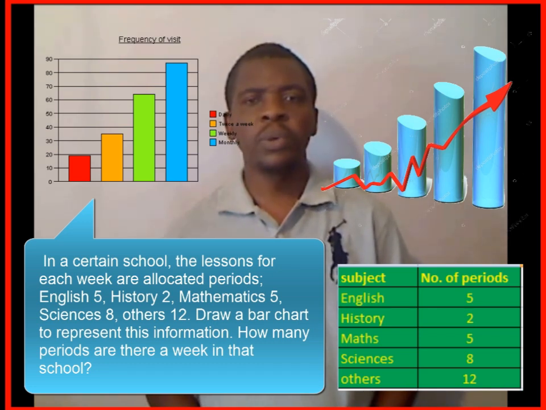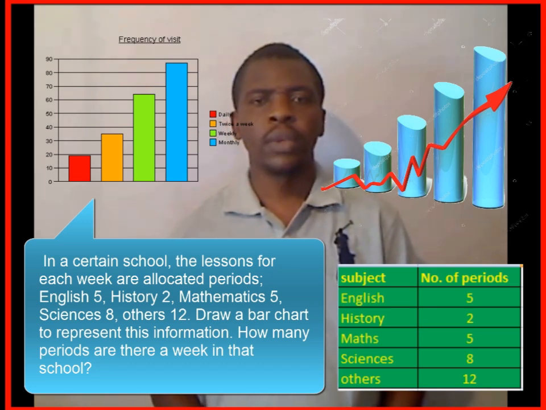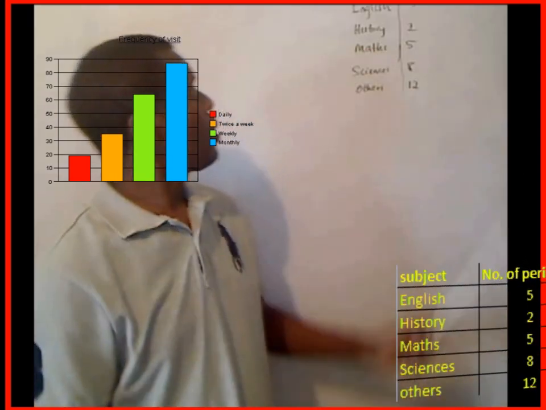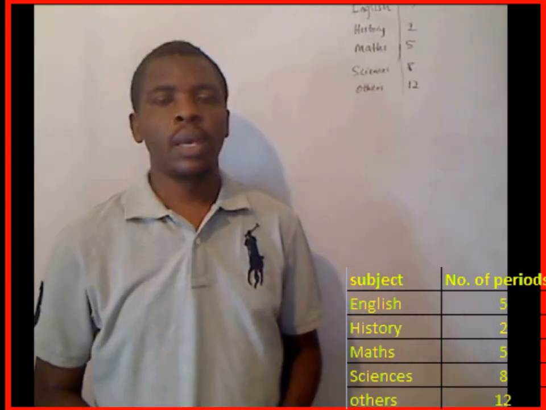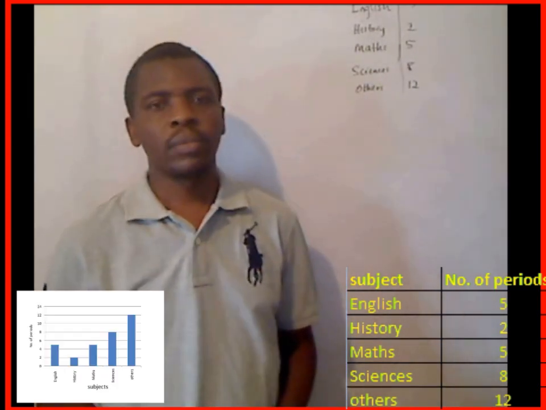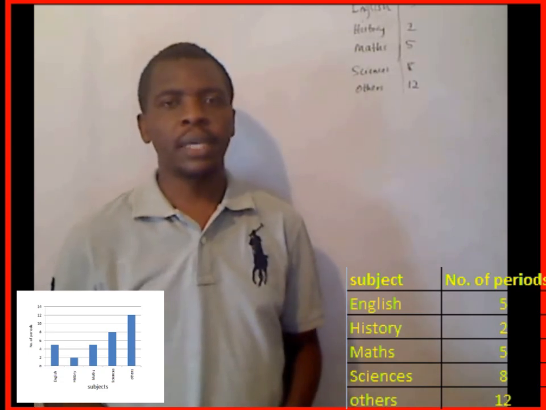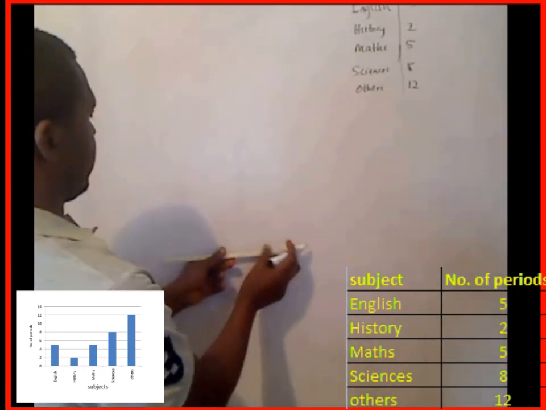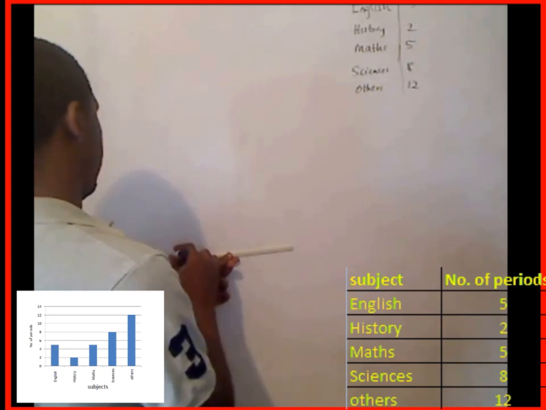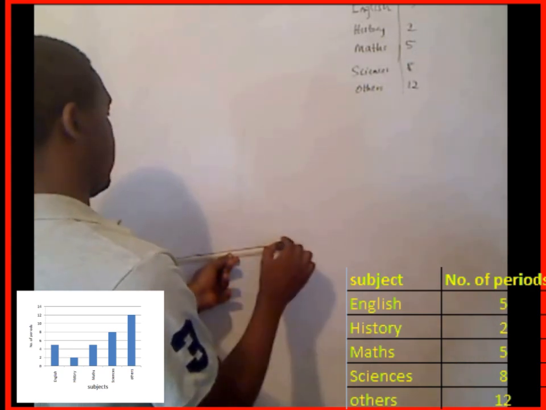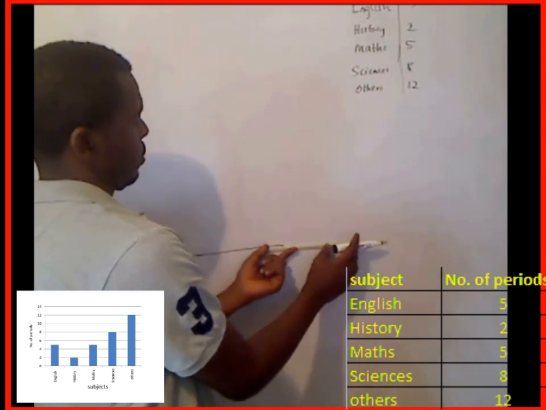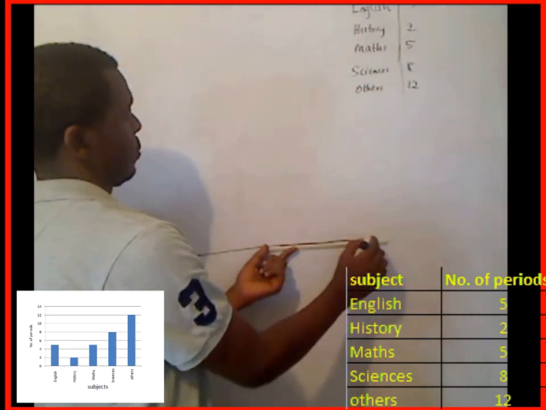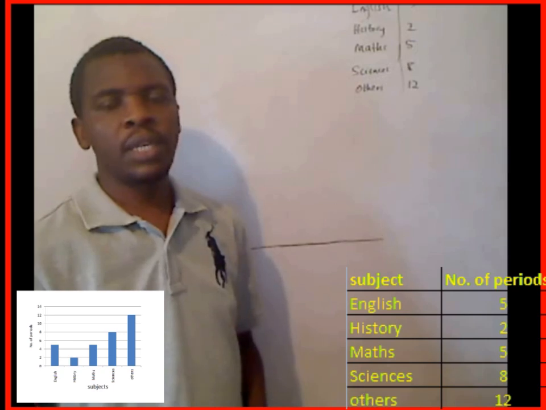Draw a bar chart to represent this information. How many periods are there a week in that school? So, we have the information summarized here in a table. How do I draw a bar chart for this? I start by drawing a horizontal line. After doing that, I then draw a vertical line.